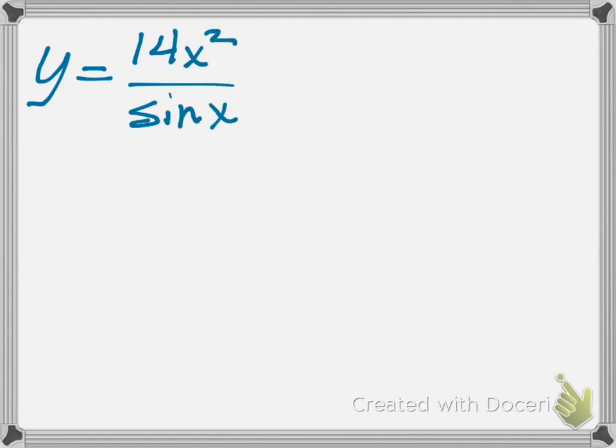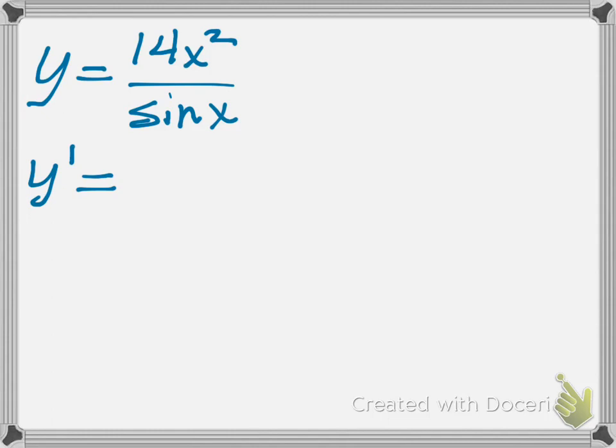So let's do a specific example. We'll even make this more fun and involve a little trig. So here's my function. We'll say y equals 14x squared over sine of x. Okay, so let's take the derivative using the quotient rule.